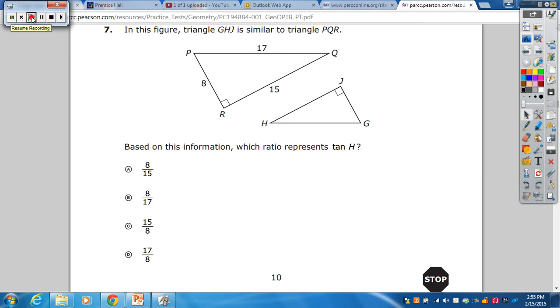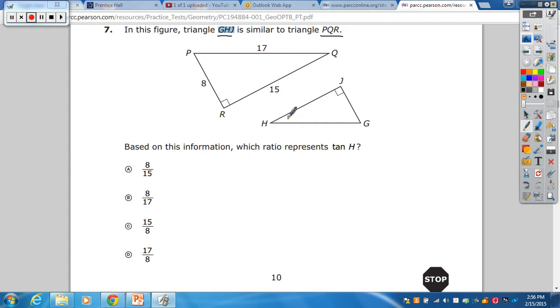In this figure, triangle GHJ is similar to triangle PQR. Now, make sure you're identifying which parts of those two triangles correspond to each other. So, GH corresponds with PQ. Let's see here, HJ corresponds with QR. And then we know PR is similar to GJ. Based on the information, which ratio best represents the tangent of H?